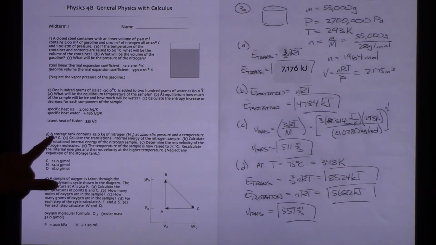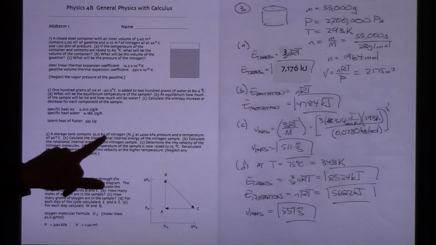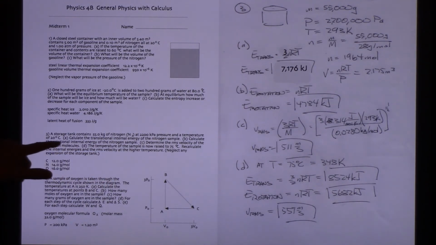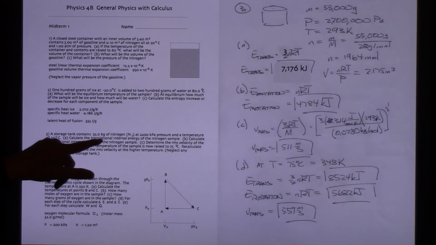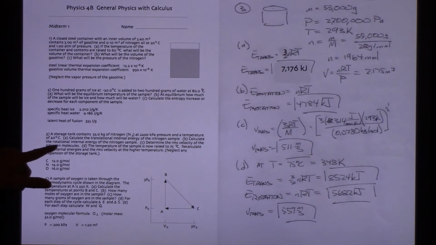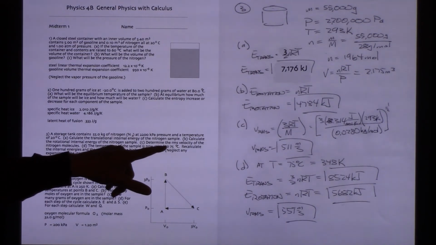On problem 3, it says that we have a storage tank of 55 kilograms of nitrogen at a pretty high pressure. You know, that looks like 22 atmospheres. And a temperature of, it's just room temperature. So this sounds kind of like problem 3 from the other page. Calculate the translational internal energy of the nitrogen sample. Calculate the rotational portion of that. Those combined would be the total internal energy. And then find the RMS velocity.